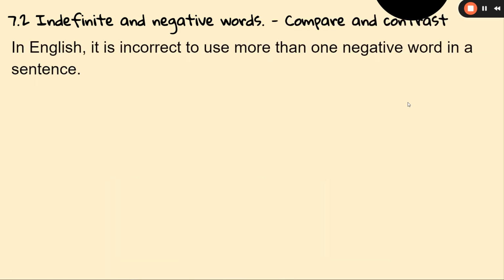In English, it is incorrect to use more than one negative word in a sentence. So you wouldn't say, I don't need nothing. That doesn't make sense in English. I don't want nothing. Okay, you don't use double negatives. I don't know nobody. Okay, it doesn't make sense in English. You can't say that in English.